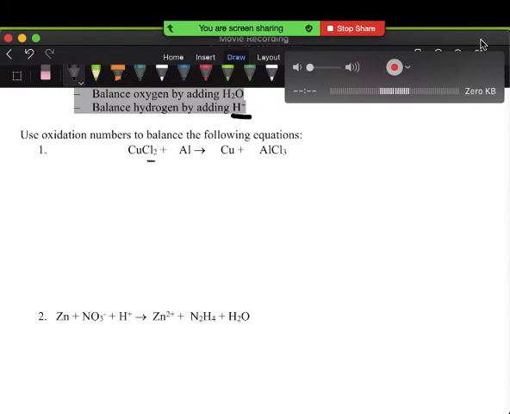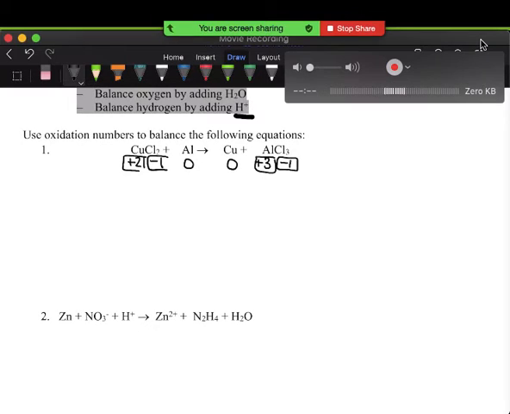So our chlorine is -1. There's 2 of them. It must make copper here +2. My aluminium is an element, 0. My copper here is an element, 0. My chlorine here is a -1. I have 3 of them. It makes aluminium +3. So I am going from 0 to +3. This is my oxidation. Right, no, I'm going from copper 2 to copper 0. So this is my reduction.